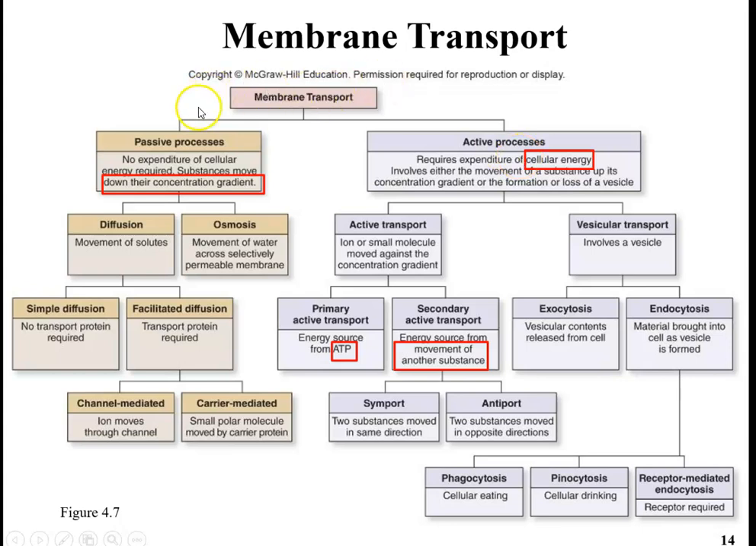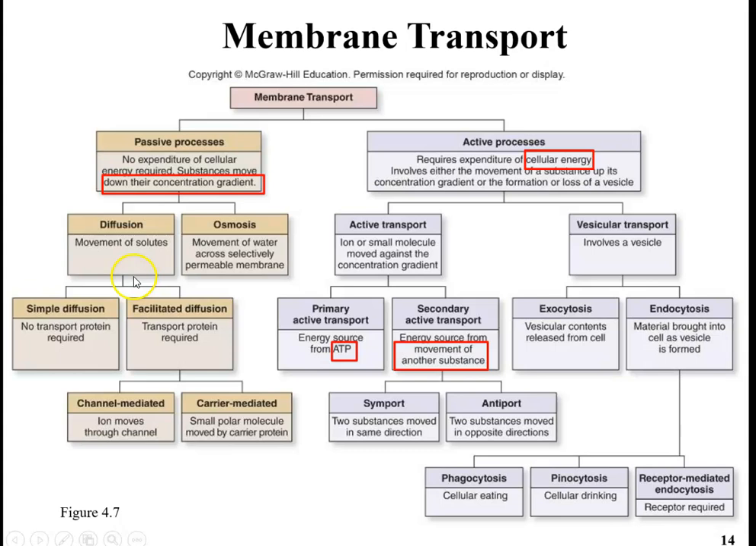So let's go down the passive processes pathway first. Remember, this is no expenditure of cellular energy, and substances are moving down their concentration gradient. So you can either have osmosis, which is the movement of water across a selectively permeable membrane. This will be where water moves down its concentration gradient from areas of high concentration of water to areas of low concentration of water. Or you've got diffusion, which is the movement of solutes. So osmosis is movement of water, diffusion is movement of solutes.